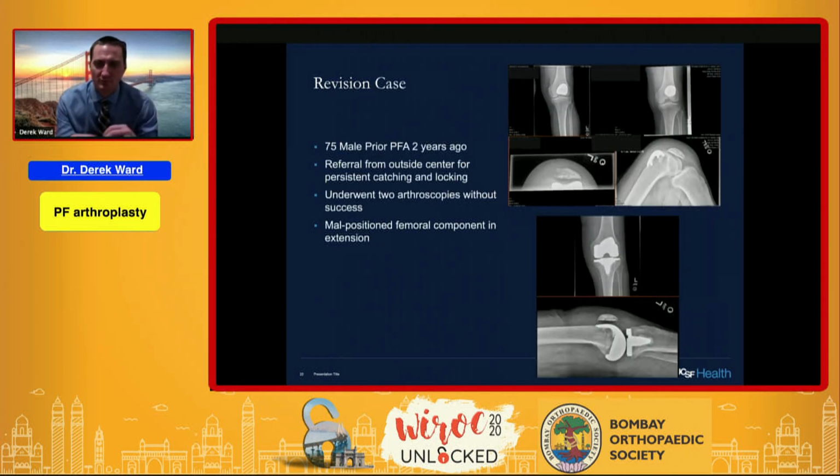If you're going to do a revision, there's a case here: a patient with a prior patellofemoral arthroplasty a couple of years ago, who had a couple of arthroscopic procedures for catching and clunk. However, because the trochlear component was extended, this was not going to be fixed. Then we were able to perform a primary total knee arthroplasty with a good result. I do think when you're performing a primary total knee, you do need to go to a PS prosthesis due to the bone loss in the trochlea.